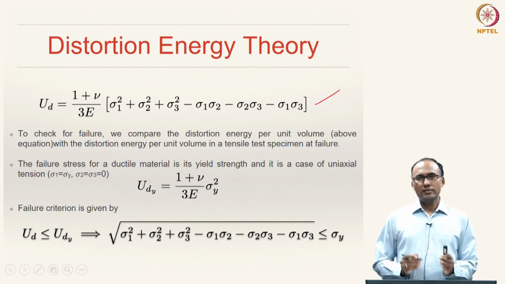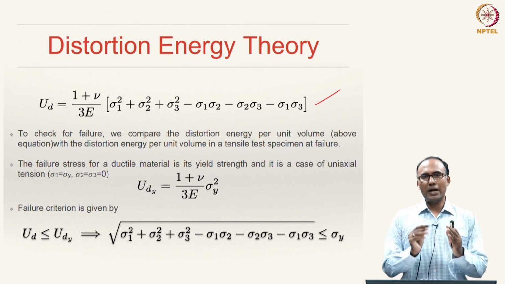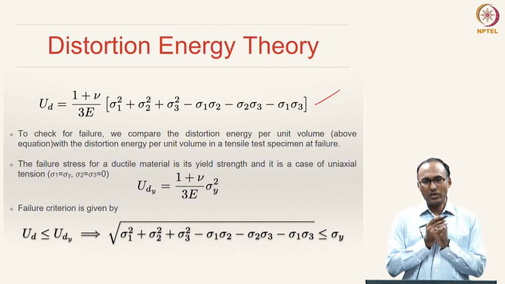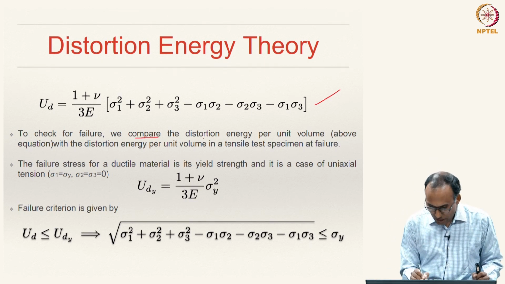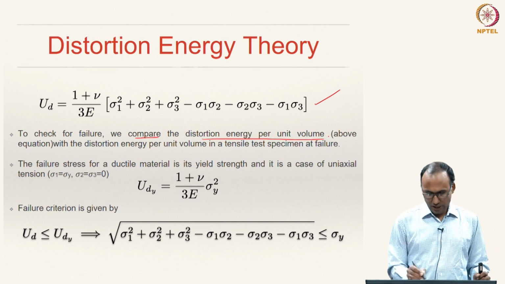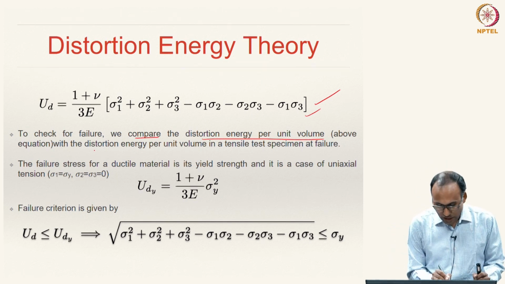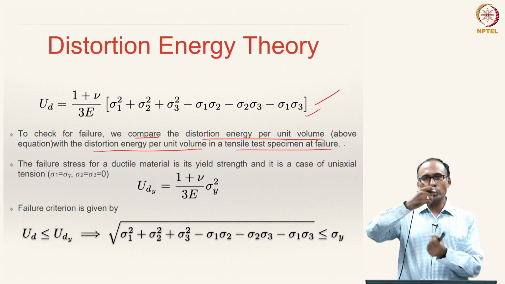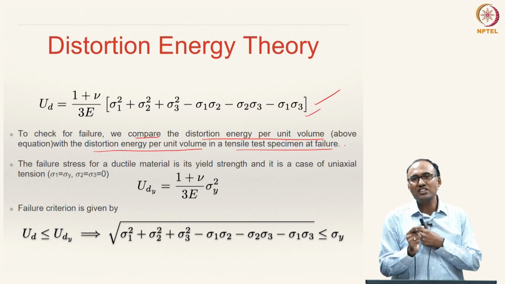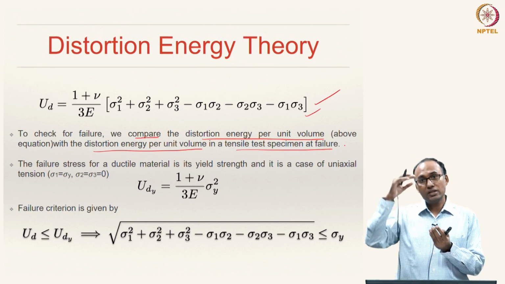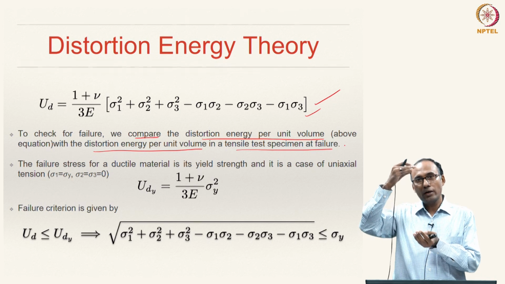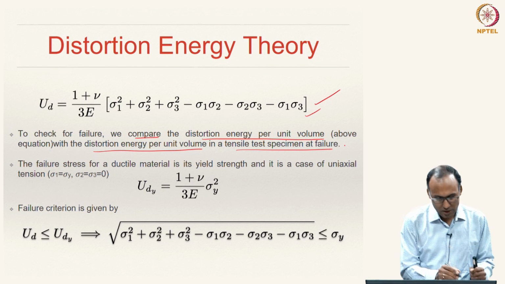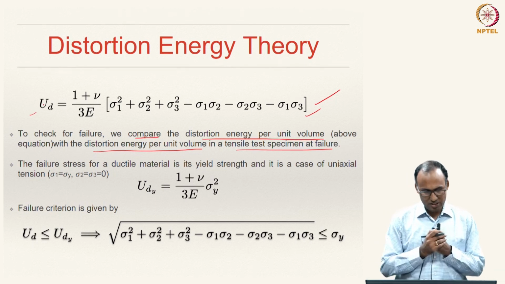So, now this is the distortion energy for a full 3-dimensional state of stress, and to check for failure, we compare the distortion energy per unit volume, that is this equation, with the distortion energy per unit volume in a tensile test specimen at failure, right. When you are doing a uniaxial tension test, that is when you are actually measuring yield strength, right. So, you compare the distortion energy stored until the yield point in your uniaxial tension specimen with the distortion energy of this 3-dimensional state of stress.